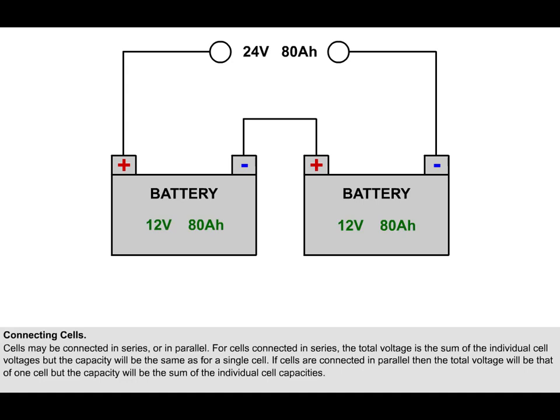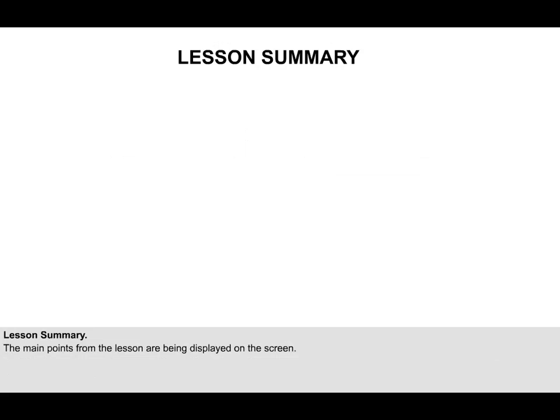So if 2 12-volt 80 ampere hour batteries are connected in series, they will act as a single 24-volt 80 ampere hour battery. But if they are connected in parallel, they will act as a single 12-volt 160 ampere hour battery. That is the end of the lesson.